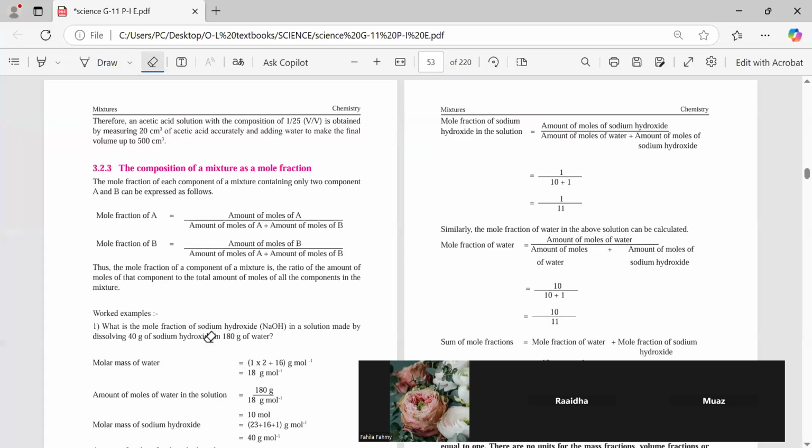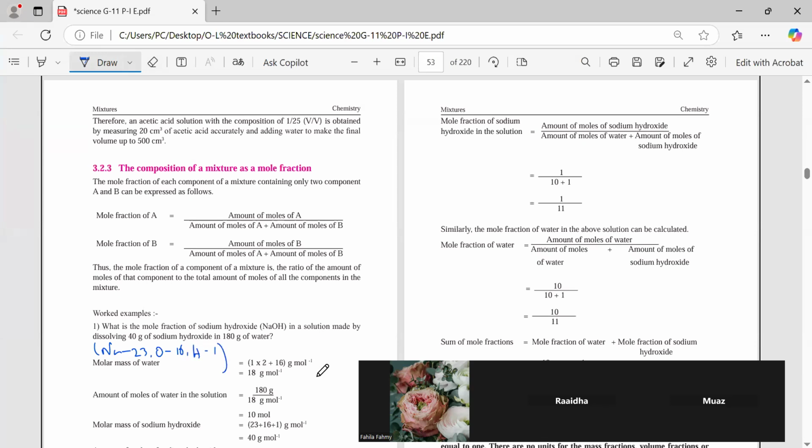No. When such a sum is given in the exam, they usually give the values in brackets: sodium 23, oxygen 16, hydrogen 1. Okay, so you don't need to worry about those values.